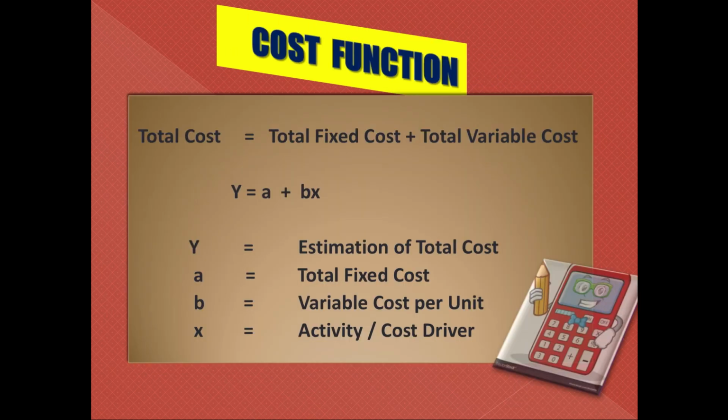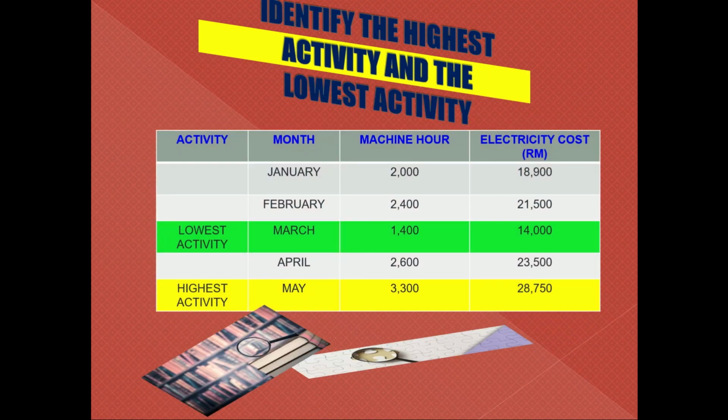Cost function: total cost equals total fixed cost plus total variable cost. Y equals a plus bx. Y equals estimation of total cost. A equals total fixed cost. B equals variable cost per unit. X equals activity, the cost driver. Understand the illustration given and identify the highest activity and the lowest activity.